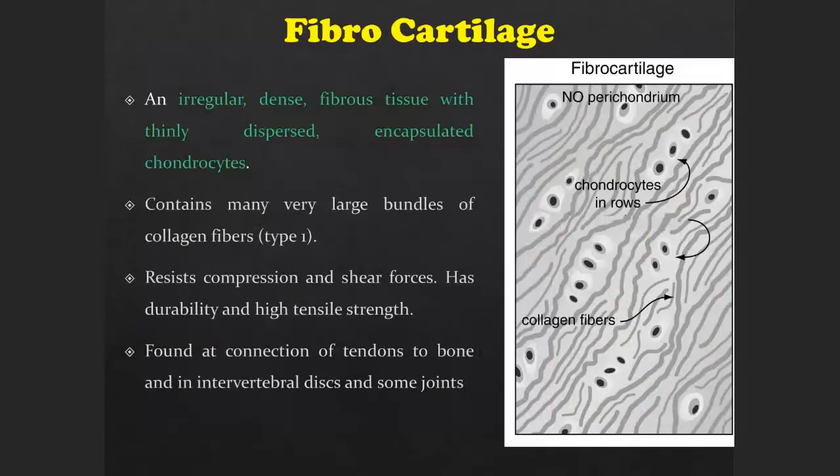Now, fibrocartilage. This is an irregular, dense, fibrous tissue with thin, dispersed, encapsulated chondrocytes. In this, can you see all these lines that are going? They are so dense, they are so much present that they are actually squeezing the chondrocytes. So the chondrocytes are between these lines. It contains very large bundles of collagen fibers.